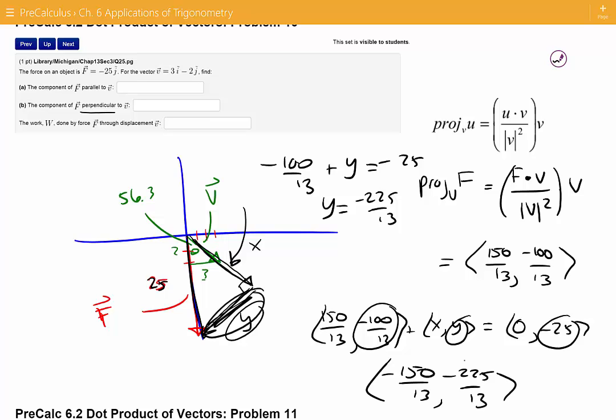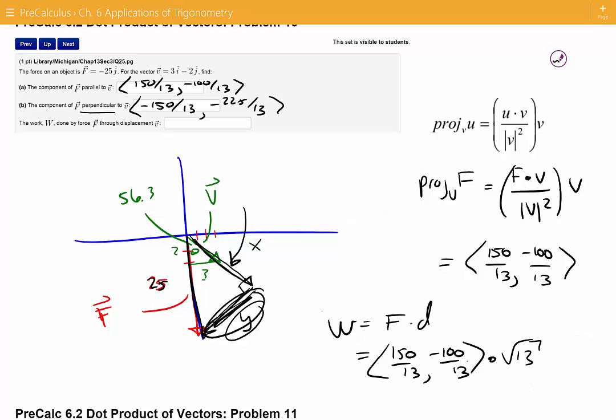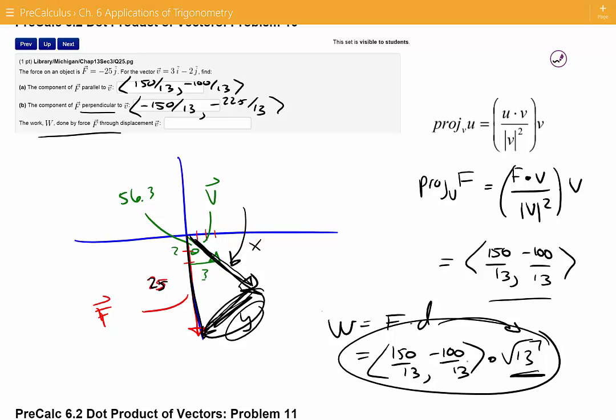And then last, to find the work done by force F through displacement V, we want to use work equals force times distance. The force that we're using is the component that's parallel to vector V, which we already found here. And then the distance that we want to use is obviously the distance that displacement vector V is, so the magnitude of vector V. And that will give us our answer if you just multiply, square root of 13, keep that in the numerator.